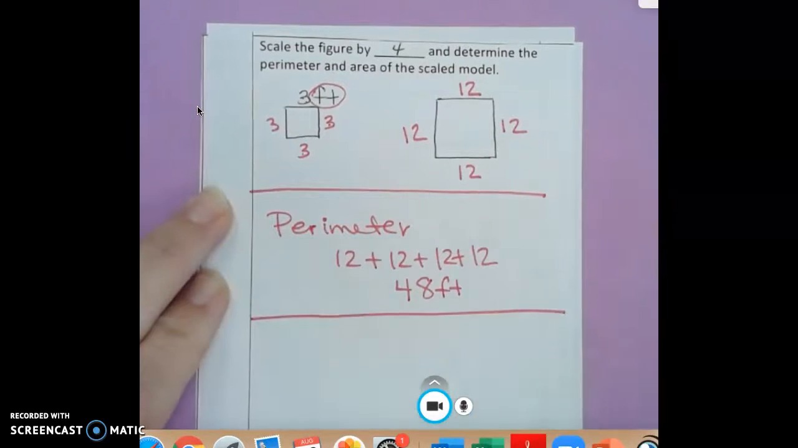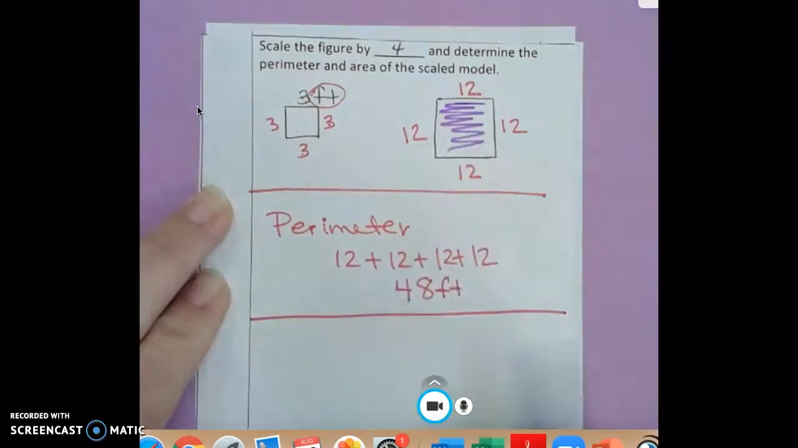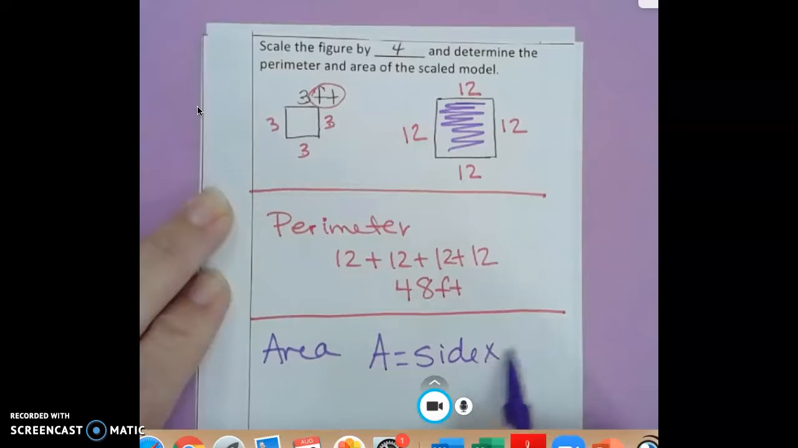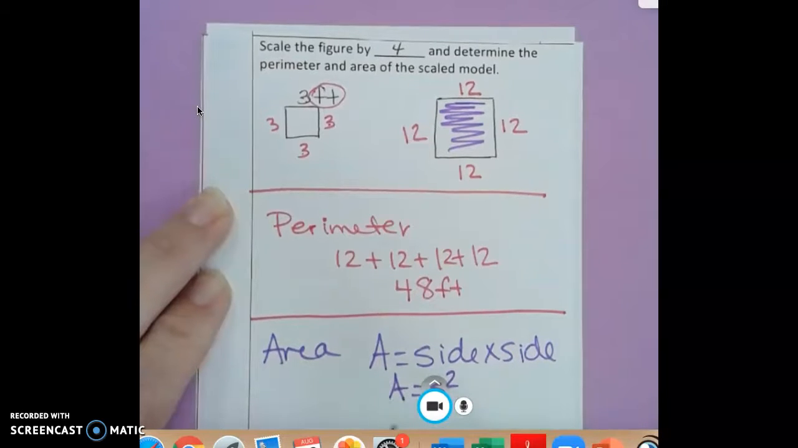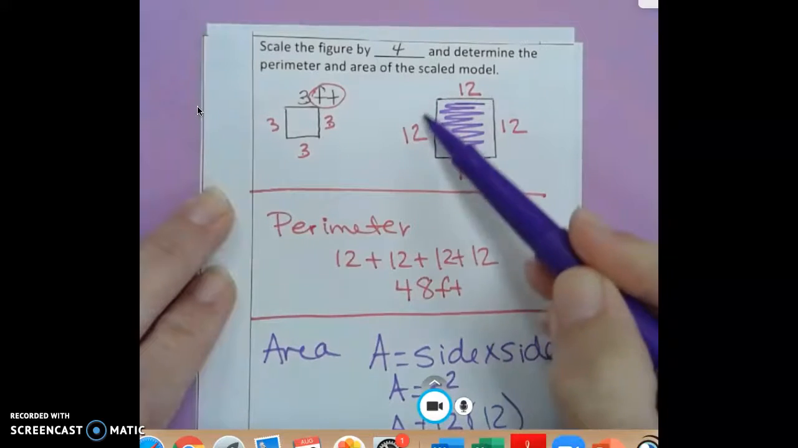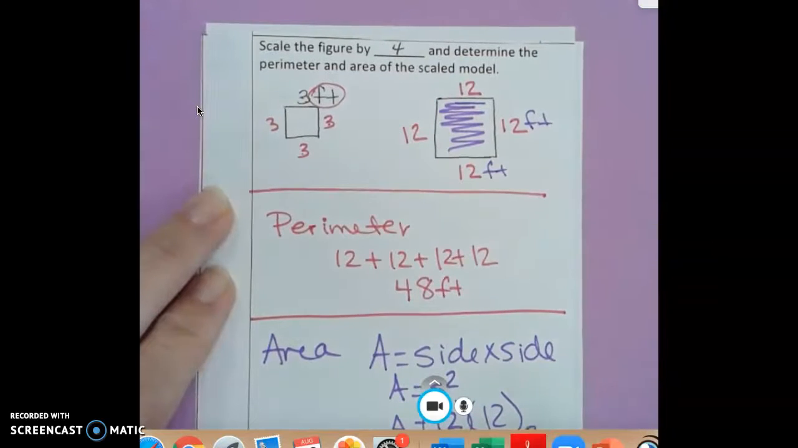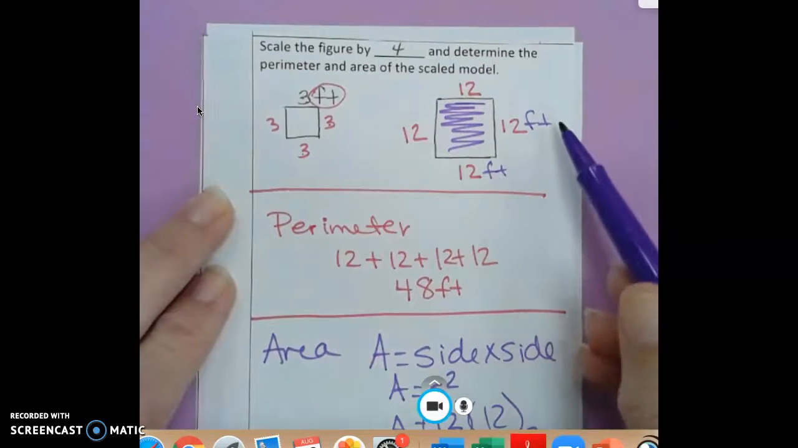Now if we do area, remember, area is going to be the inside. The area is this whole piece. The area of a square is going to be side times side. Sometimes people write it S squared. In this case, that's going to be 12 times 12, and 12 times 12 is going to give us 144. If each one of these is still feet, when we say feet times feet, this is going to become square feet because we multiplied feet times feet.